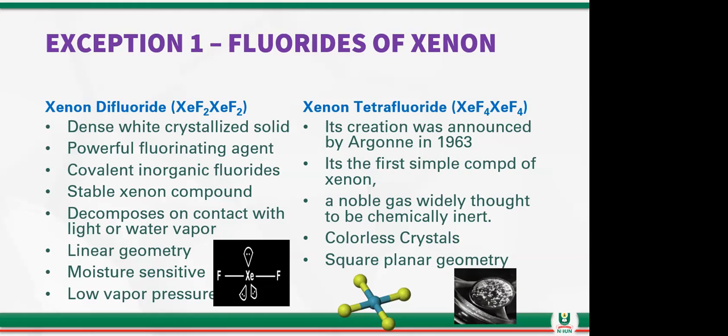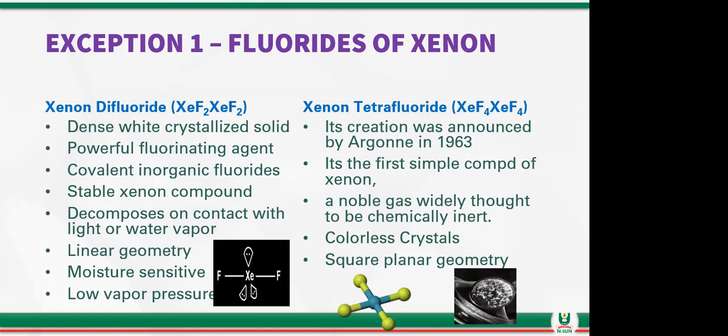And that's why we are going to be looking at 3 exceptions, with an example of each one of them. The xenon fluoride is the first exception. All the noble gases are non-reactive, but the fluorides of xenon have been found. And there are 2 major classes of this. We have xenon difluoride and xenon tetrafluoride.